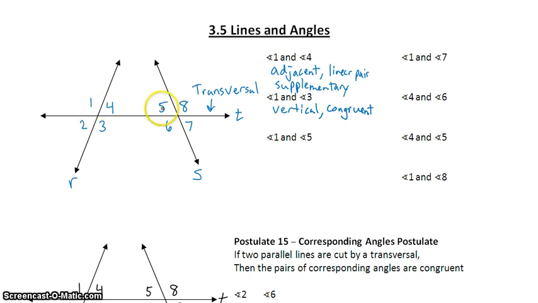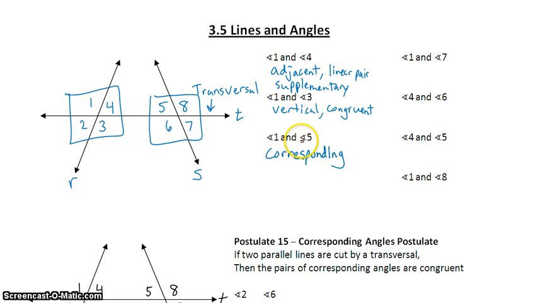If I look at 1 and 5, if I draw a box around these 8 angles, angle 1 is in the upper left corner, and angle 5 is in the upper left corner. 1 and 5 are in the relative same position, which means that they are corresponding.